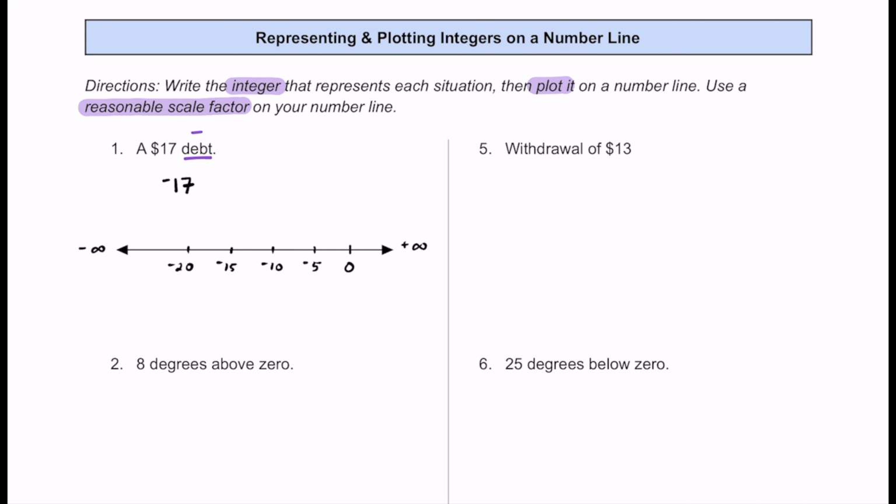All right, so where are we going to plot this negative 17? I think that's going to be roughly between, well, it's definitely between negative 15 and negative 20, but it's going to be closer to negative 15. So this would be where we would plot negative 17, or a debt of $17.